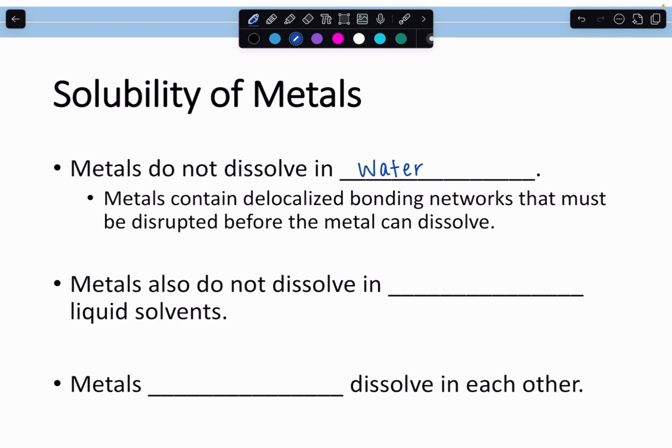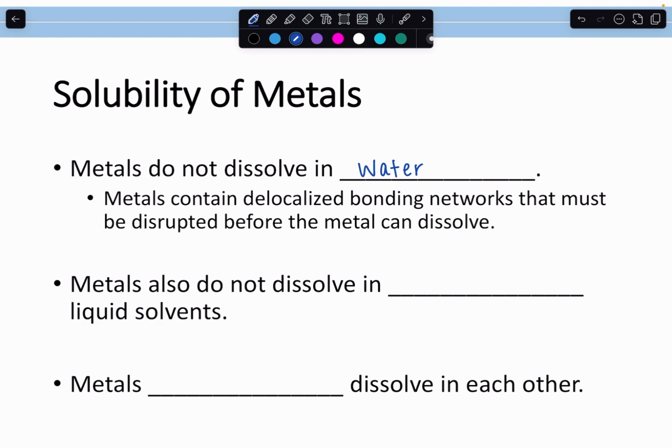Metals contain delocalized bonding networks that have to be disrupted before the metal can dissolve. Water can't disrupt that. We're talking about metallic solids, by the way, so that's mostly transition metals. There are some metals that will react with water. We learned about that last term, but think about transition metals here.